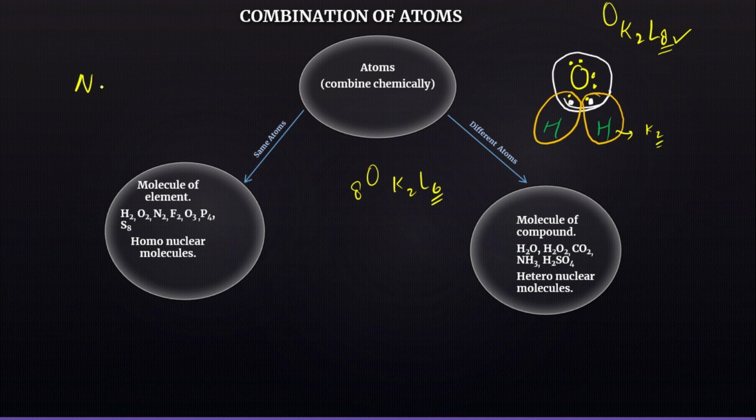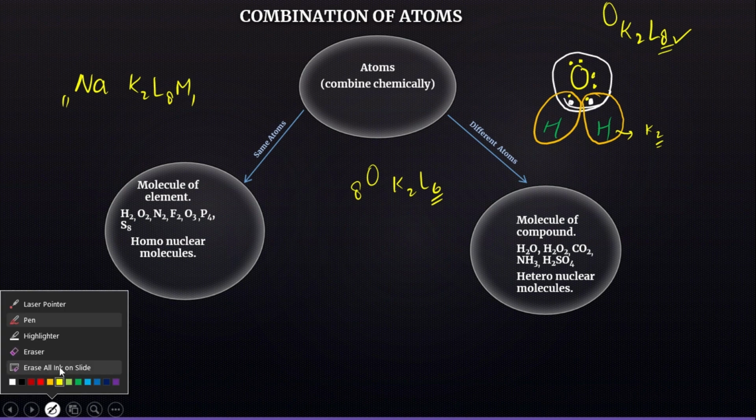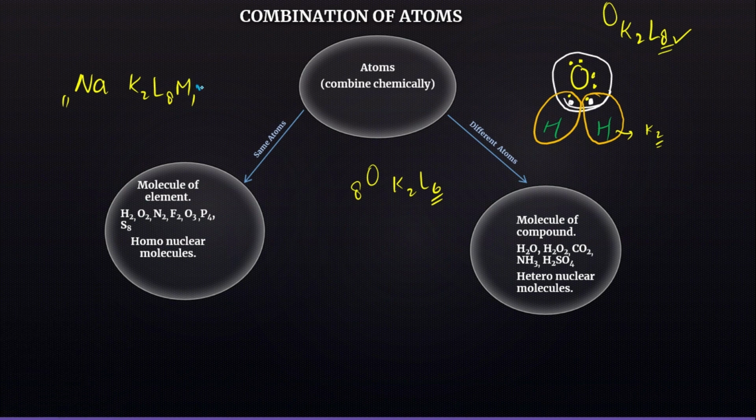For example, we have sodium, atomic number 11. It is K2L8M1. So it must have 8 electrons in the last shell. The last shell is the M shell. So there are two ways. Either it gains 7 electrons to have 8 electrons in the last shell, but that is not a good way to go. An easy way is to lose this one electron and it will have L8.